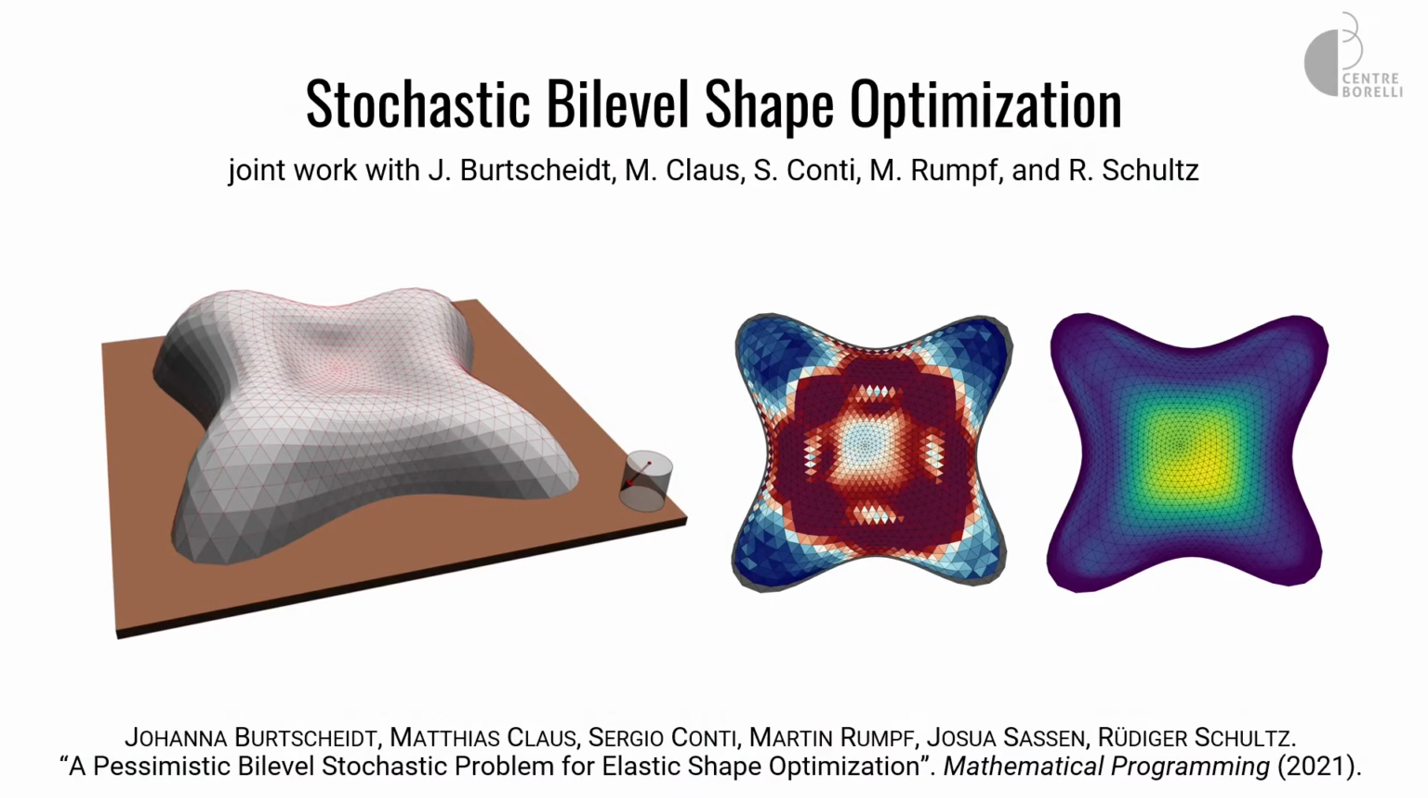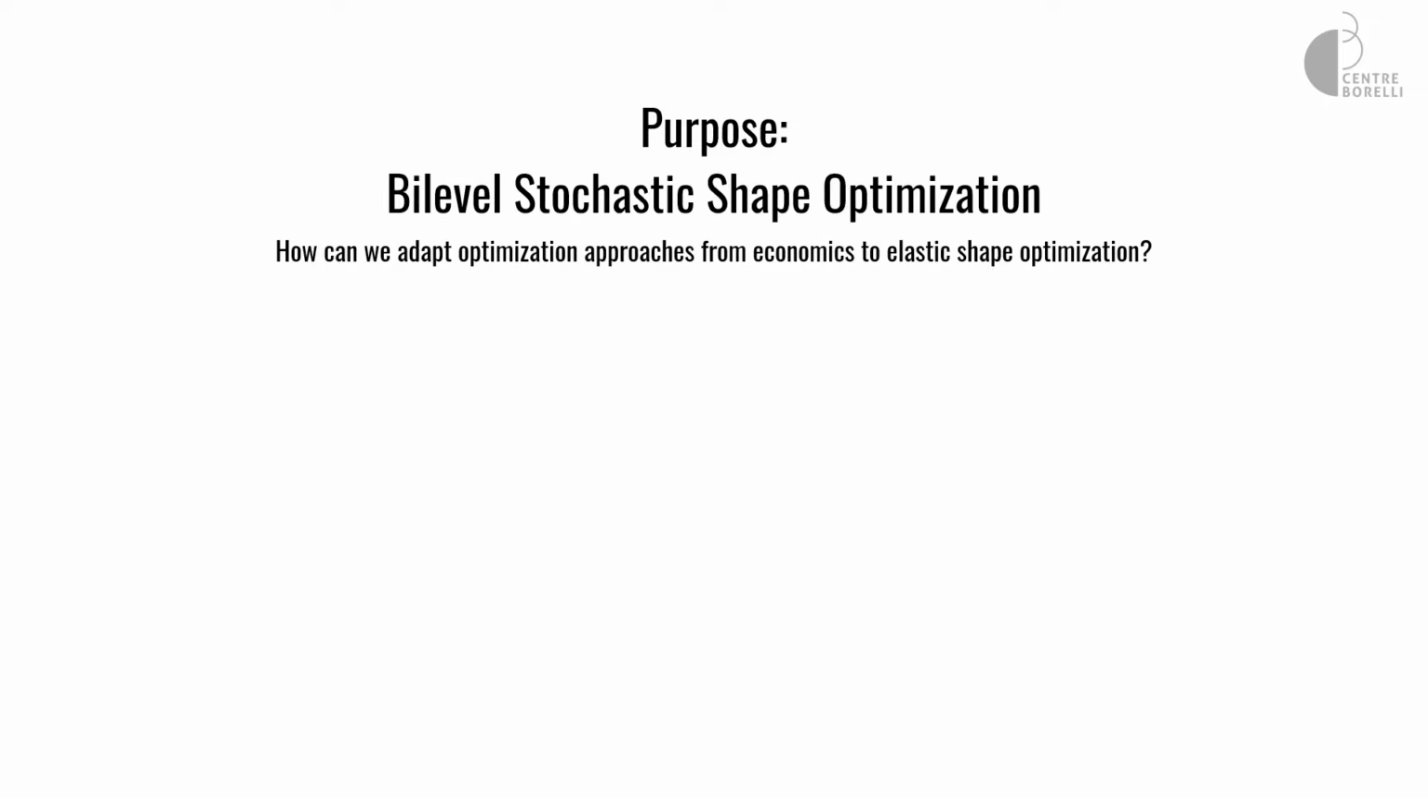Okay, and this basically gives us the intro to our first bigger part. So this is stochastic bilevel shape optimization. This is a collaboration with Johanna Burtscheid, Matthias Klaus, and Rüdiger Schulz from the University of Duisburg-Essen. They're experts on optimization and economic optimization, things like bilevel optimization, as you're going to see in a second. And then also with my PhD advisor Martin Rumpf and Sergio Conti, who are both from Bonn, as I used to be.